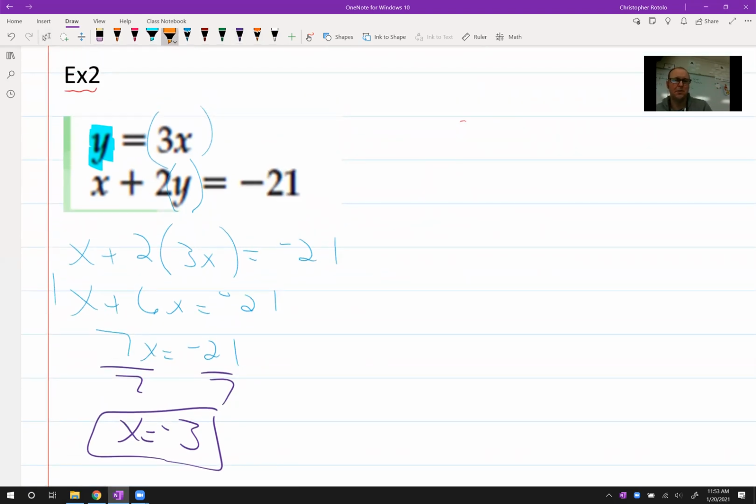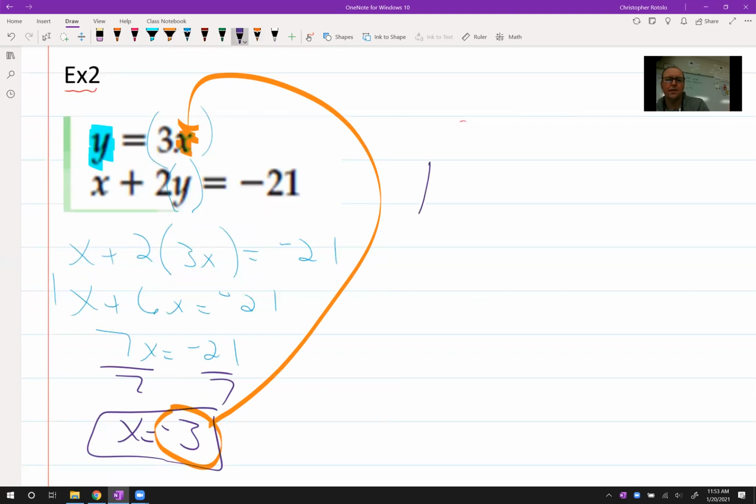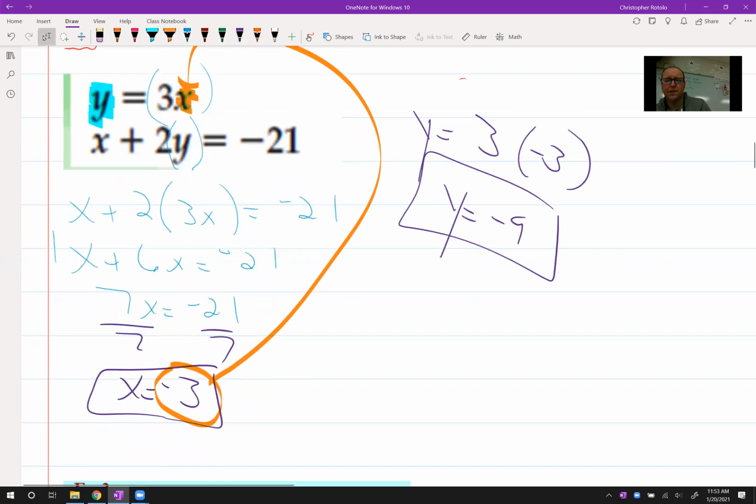Substitute. I know that x is negative 3. So let's take this guy right here, drop it in. So we're going to do y equals 3 times negative 3. So y turns out to be negative 9. All right, I'm good with the way I have this answer written here.